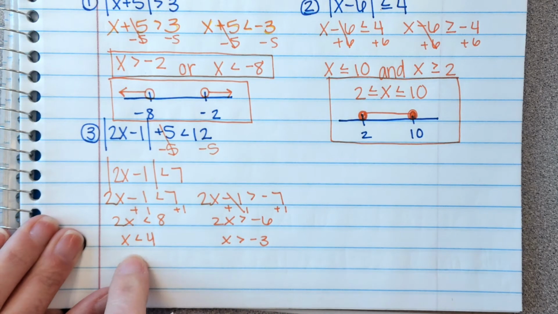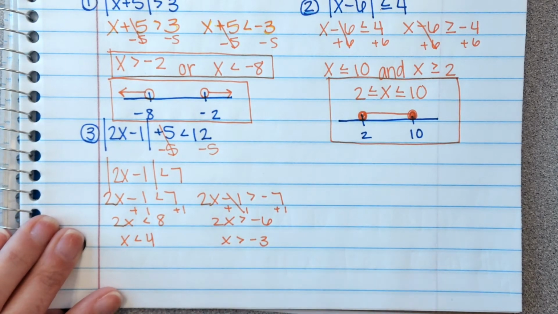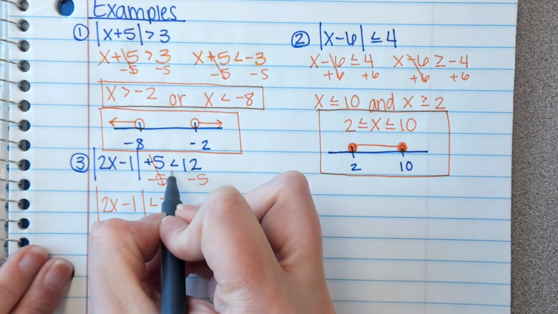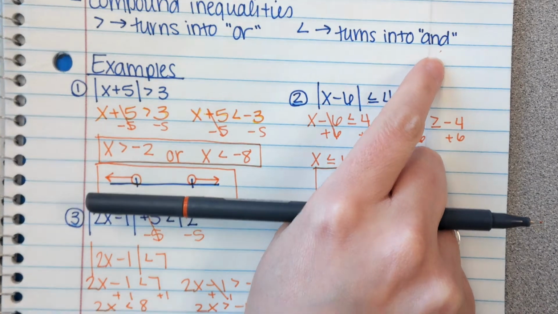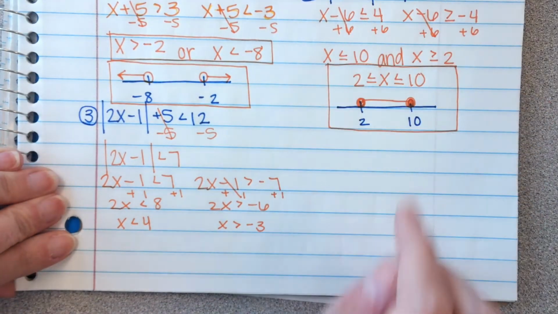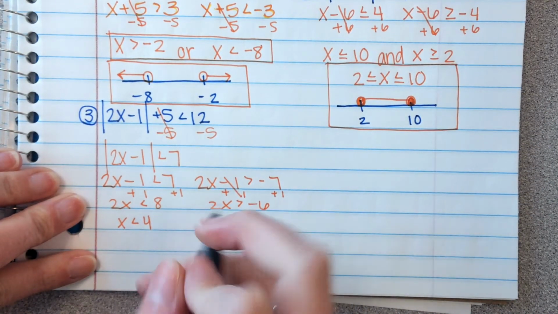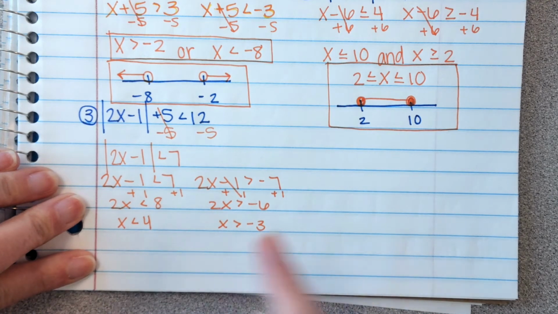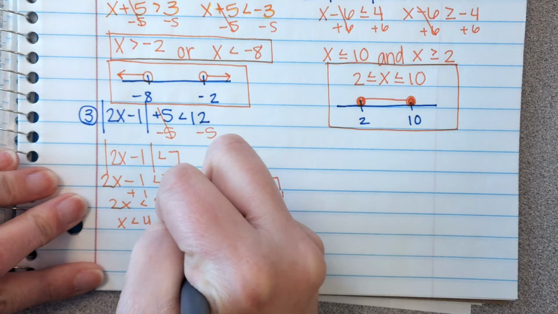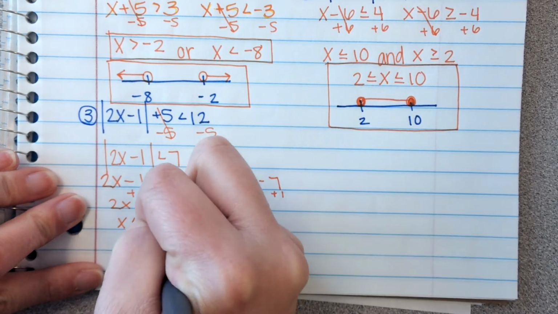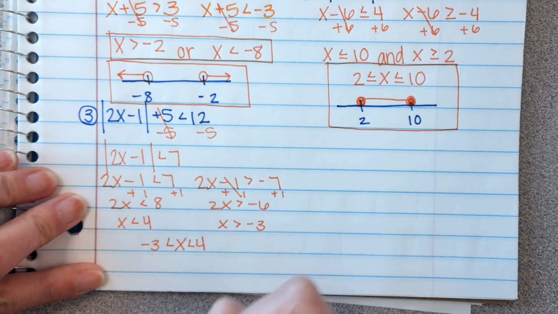All right, so we've got less than 4 and greater than negative 3. Let's think just a second. Is it going to be or and? Our original was less than, so it should be an and. Okay, so let's think. So it's smaller than 4 and greater than negative 3. Let's put x in the middle. So it's smaller than 4, but it's bigger than negative 3.